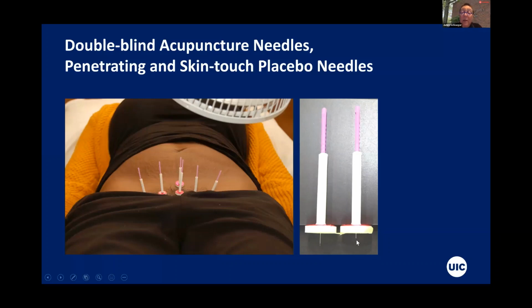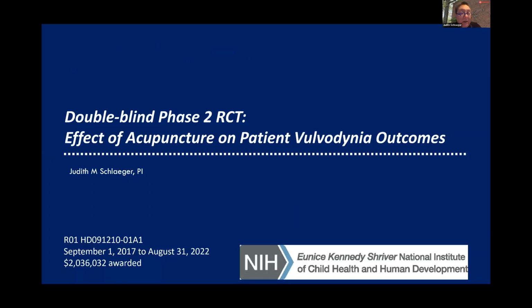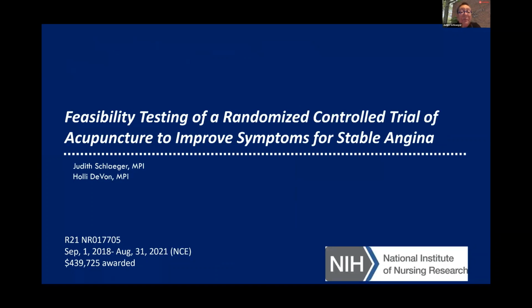And here we go. Here is a blunt tip needle that does not penetrate the skin, and a penetrating needle that indeed does. And this is part of where the needles are placed for the vulvodynia protocol. That led to my NIH study, which I'm just completing, where I use double-blind needles to use the same acupuncture protocols in women who received the treatment versus the placebo needle. We're just analyzing the data, and it should be out very shortly.